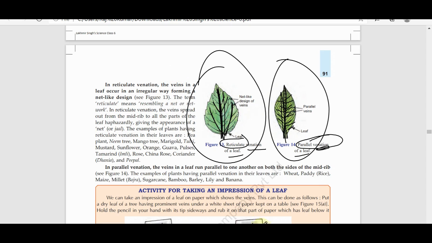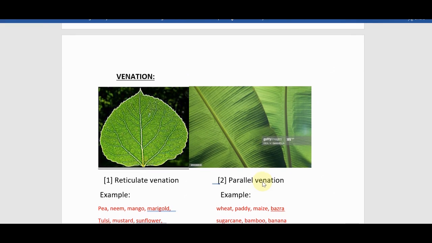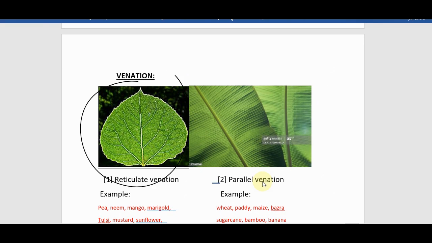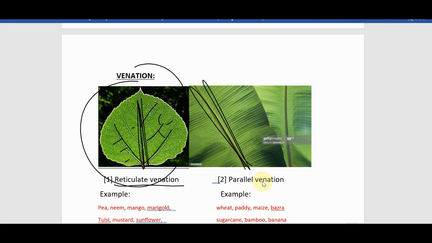If I show you some structures, then you will get the meaning of it. This structure shows reticulate venation because this is the midvein and these are some supportive veins. They do not have a proper arrangement or a proper sequence. But in this case, you will see this is the midvein, and they have a large number of parallel veins. So this is the example of parallel venation.